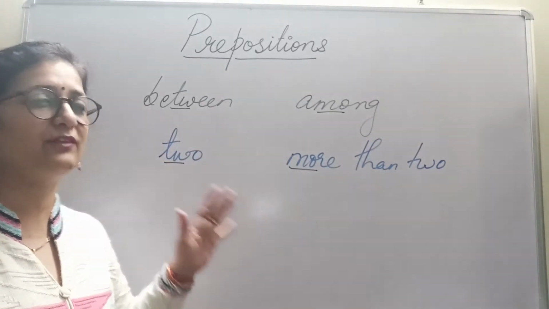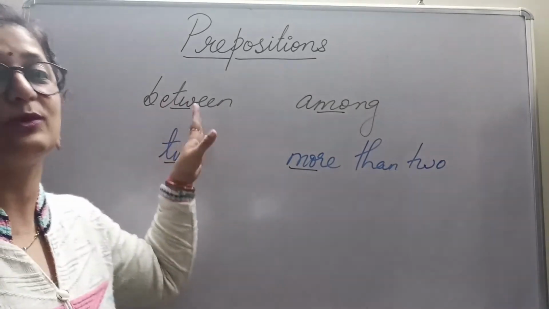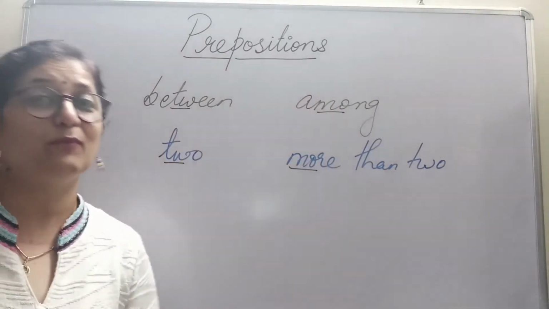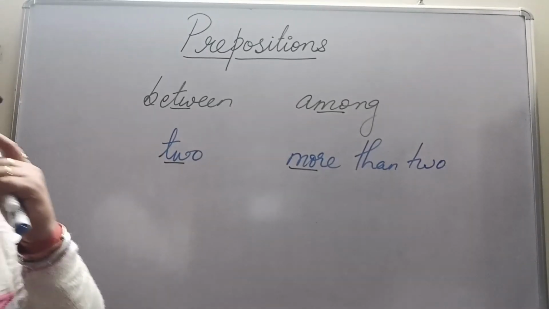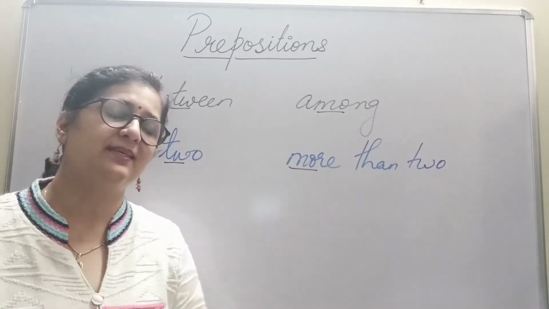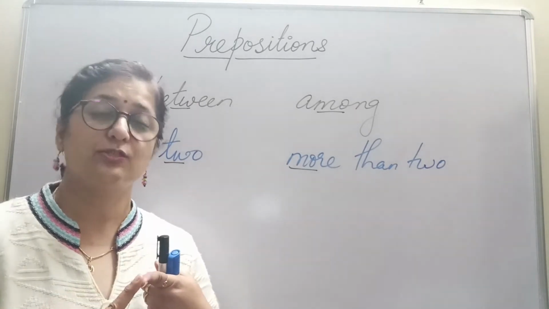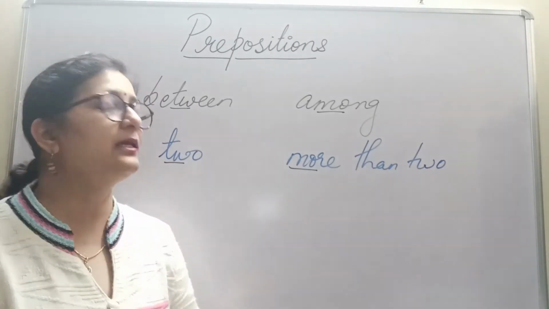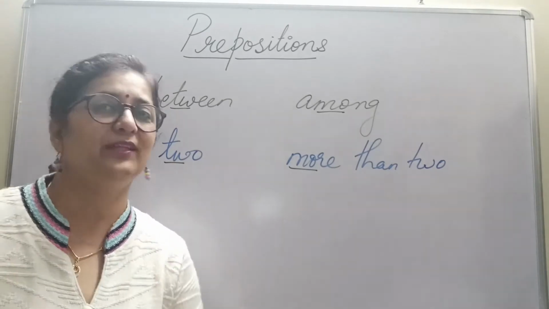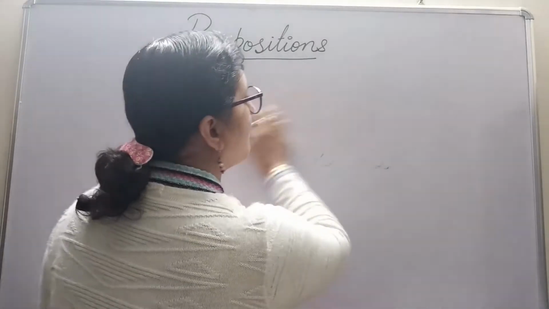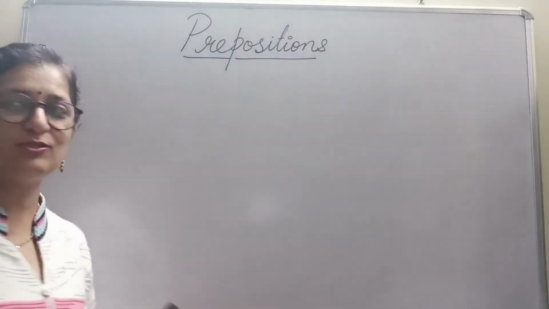I'm so sure of this one. This has a TW, so it is between, and more than two, MO, so I picked up MO, among. Though there is no such rule for it, the rule is that between is used when we are talking about two things only, whereas among is used when we are talking about more than two things. Right, let's talk about a few more confusing prepositions.